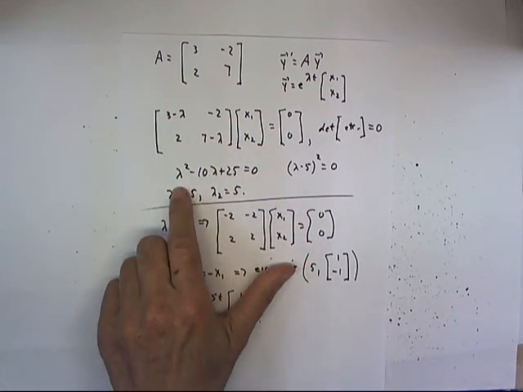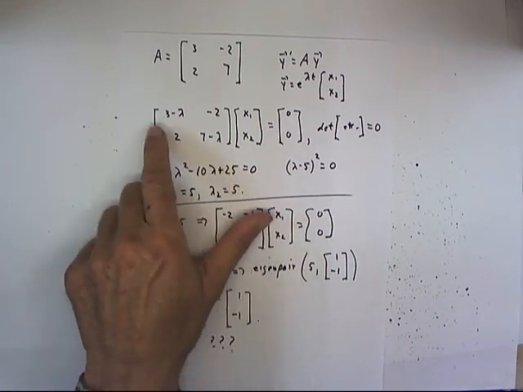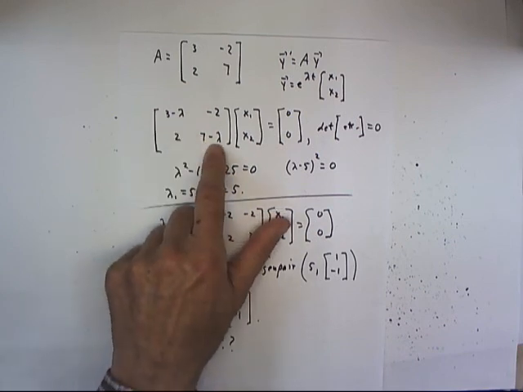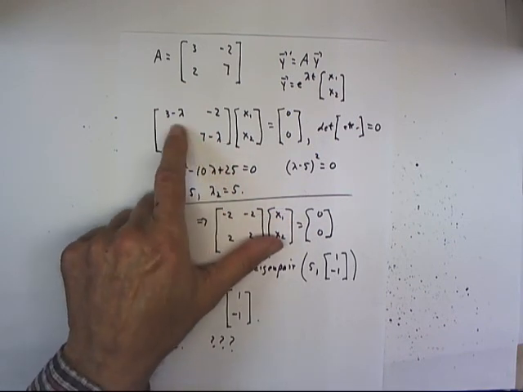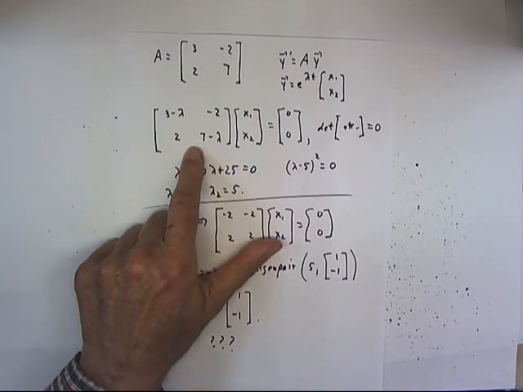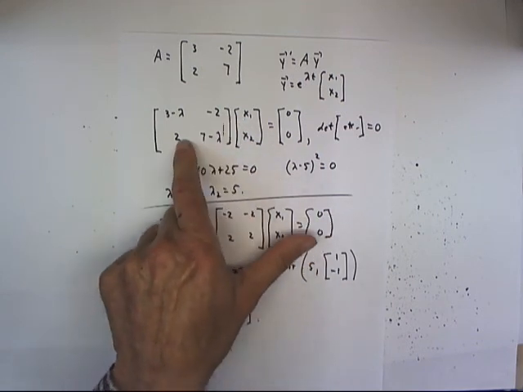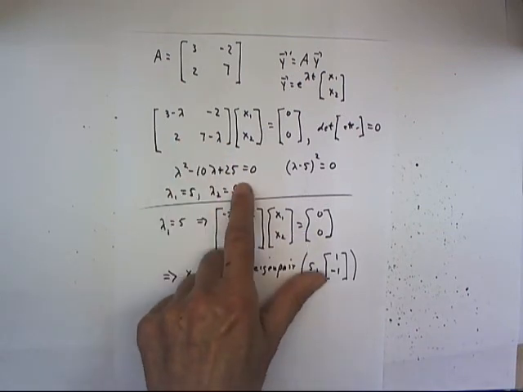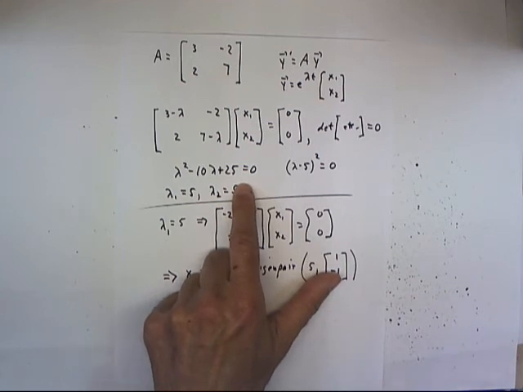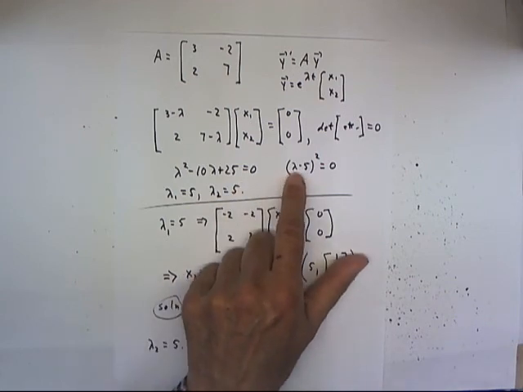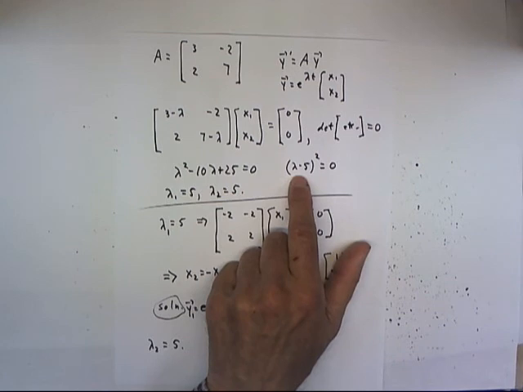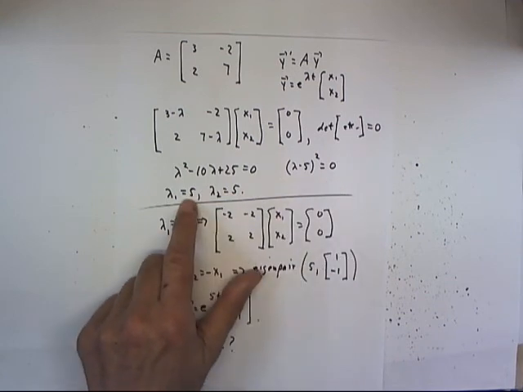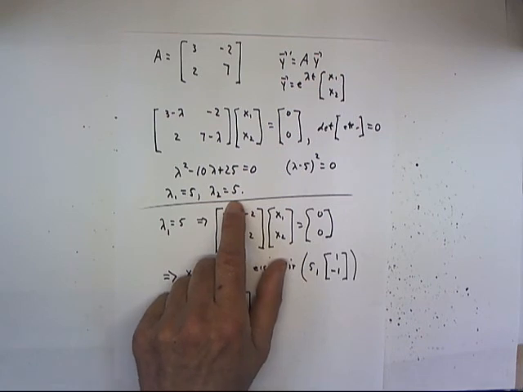The determinant of this matrix is easily found. If we multiply these out, what do we get? Lambda squared minus 10 lambda plus 21. Negative 2 times 2 is negative 4. The negative of that is plus 4. 21 and 4 is 25. We get this characteristic equation, which we solve for lambda. In this case, we can easily factor the equation and see that we get the repeated solution: lambda 1 equals 5, lambda 2 equals 5.